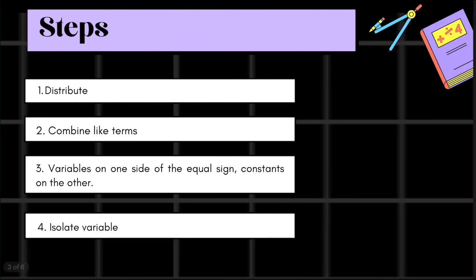To solve linear equations, we have 4 basic steps. Step 1 is to distribute if necessary. Step 2 is to combine like terms. Step 3 is to put the variables on one side of the equal sign and constants on the other side. And the last step is to isolate the variable. Now let's get into some examples.